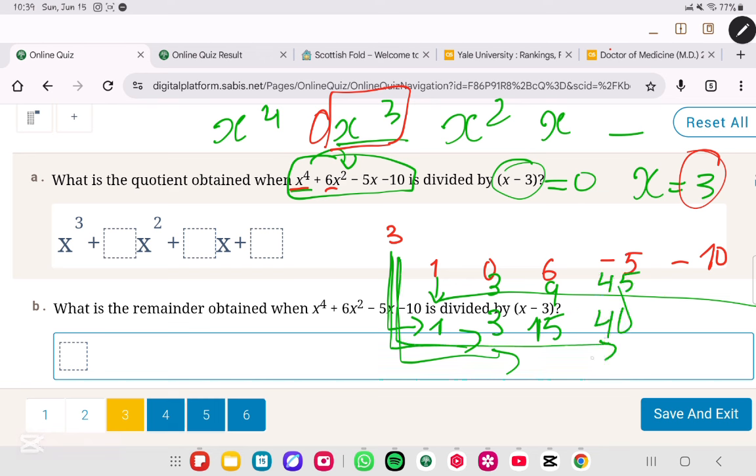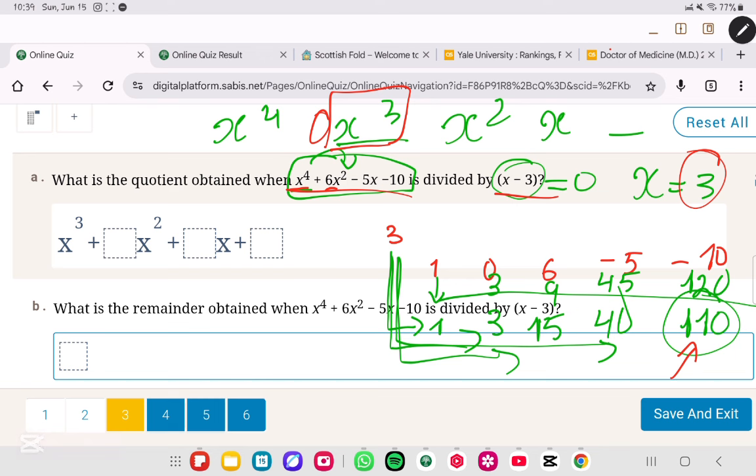And then 3 times 40 is 120. So minus 10 plus 120 will give us an answer of 110. So this is our remainder. Very simply, as you can see, it's not 0 because the remainder is not 0, then we cannot say that this polynomial is divisible by this. But however, we can make the quotient.